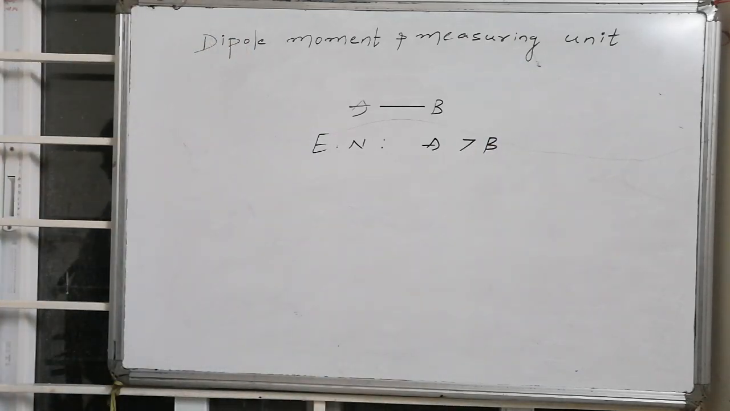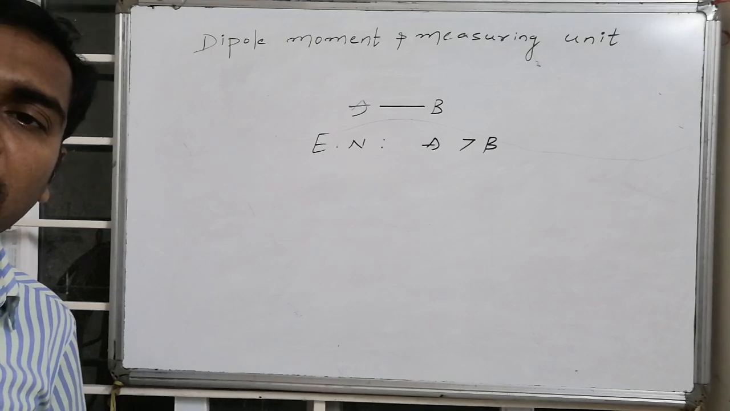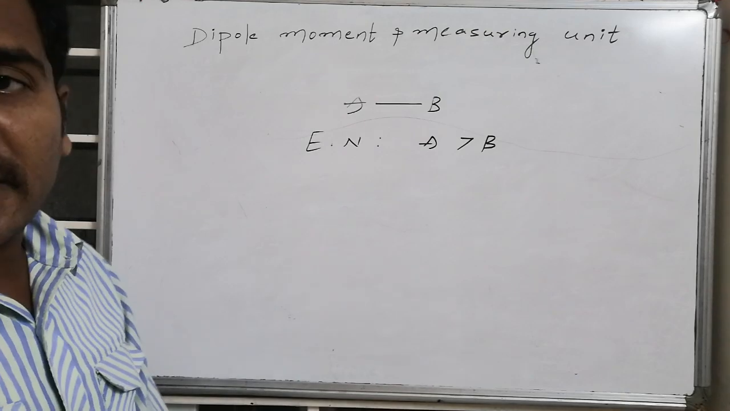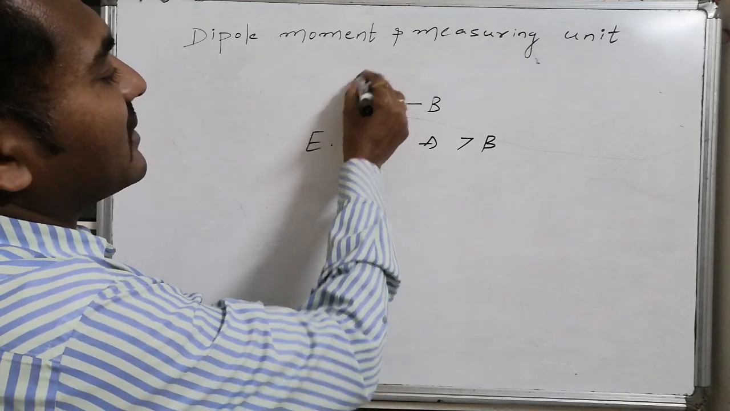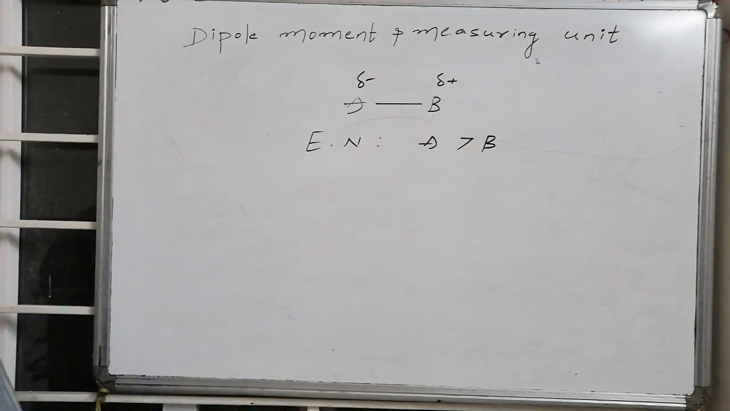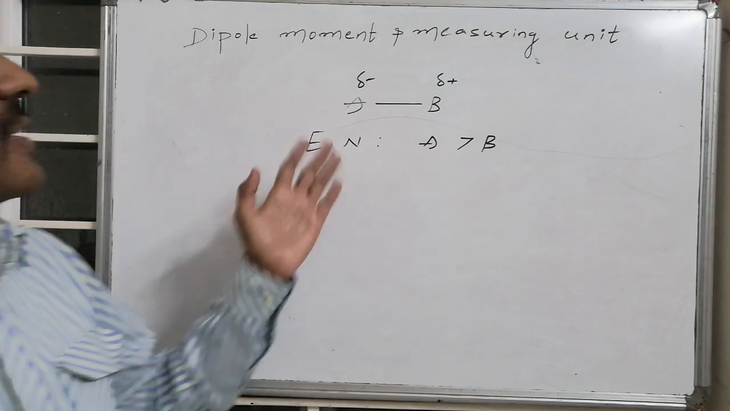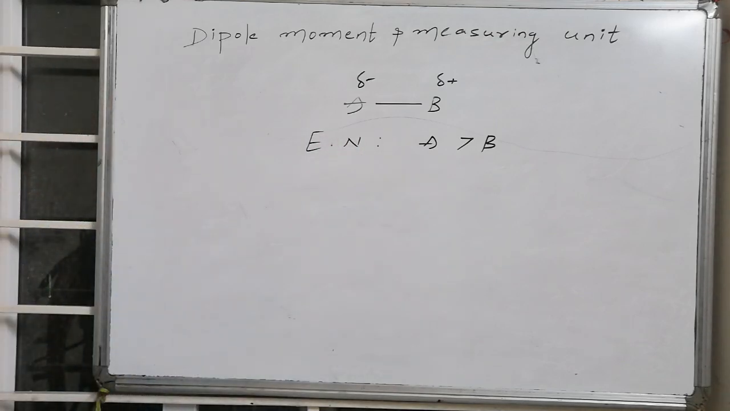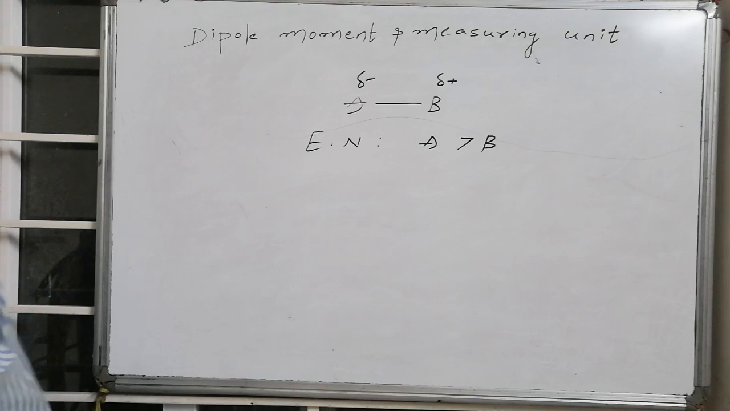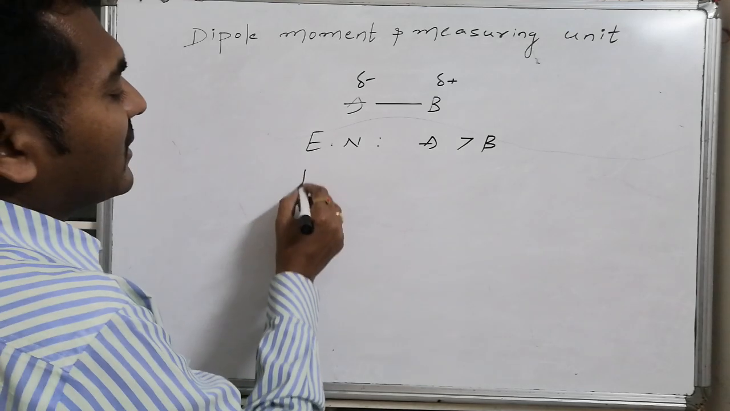Though there is a sigma bond, the sigma bond appears to be present exactly between the atoms A and B, but here the electron density of this sigma bond is very much close towards A compared to B. Therefore A attains partial negative charge and B attains partial positive charge. Now we can say this bond is not a non-polar bond. We say the bond is polar.